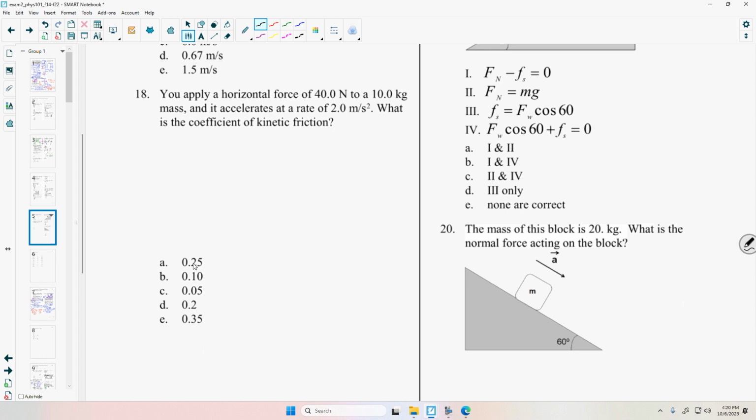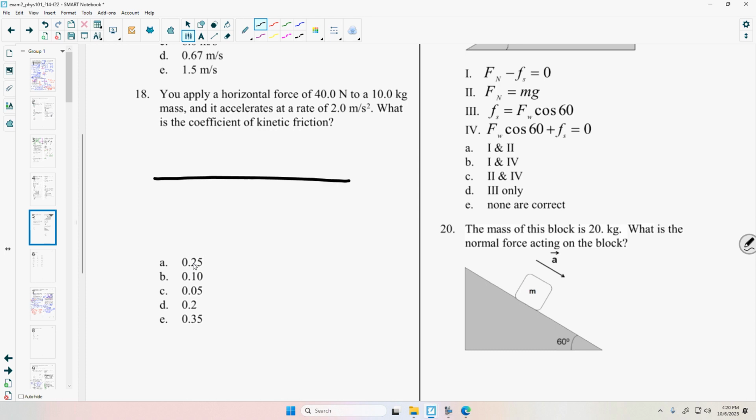So this is a 1D problem, so it seems relatively simple, but if I apply a 40 Newton force to a 10 kilogram mass, I should get an acceleration of 4 meters per second squared, right? F divided by m, 40 divided by 10, that's 4. But this one's only accelerating at 2 meters per second squared, so I must have another force acting on it that's causing it to slow down from what I would have normally.